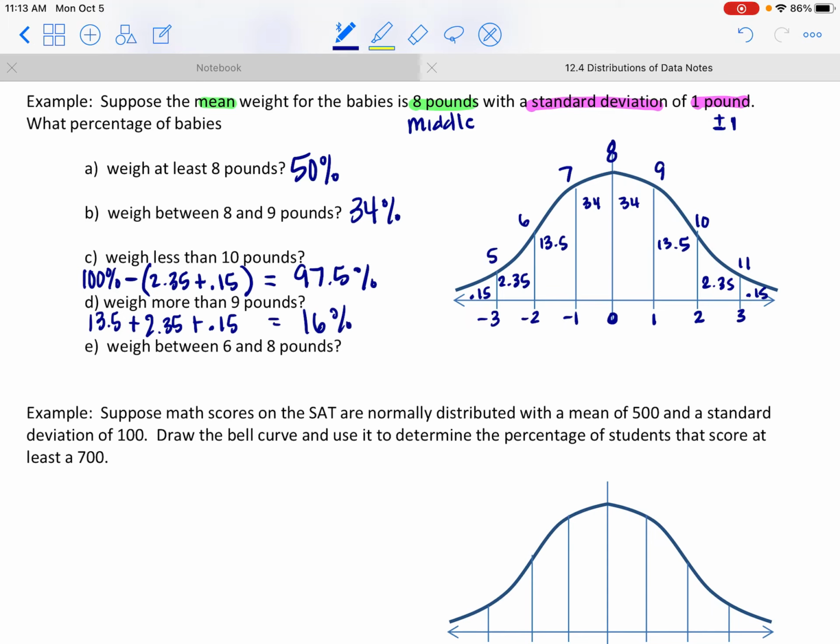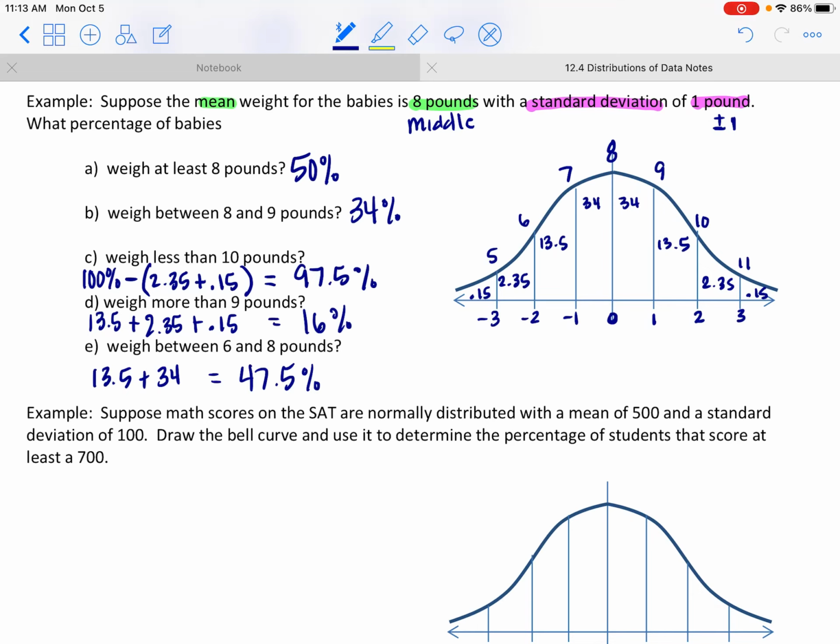And then between 6 and 8 pounds, between 6 and 8 pounds would be here. So we'd be adding 13.5 and 34. So 13.5 plus 34 is going to be 47.5%. All right, so that's how we can use our empirical rule for normal distribution.